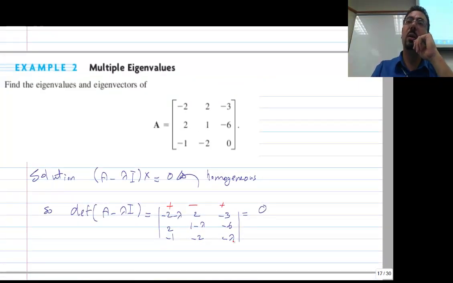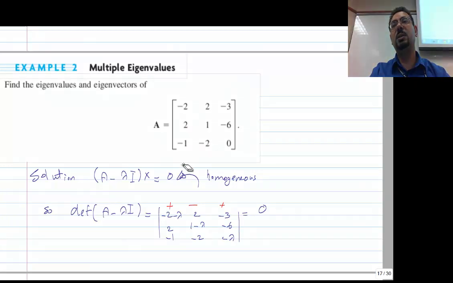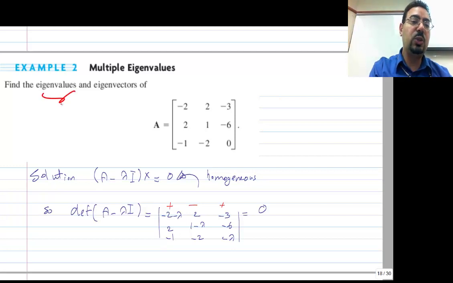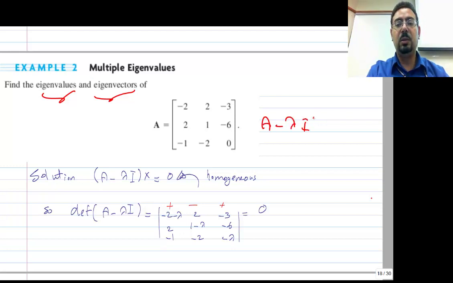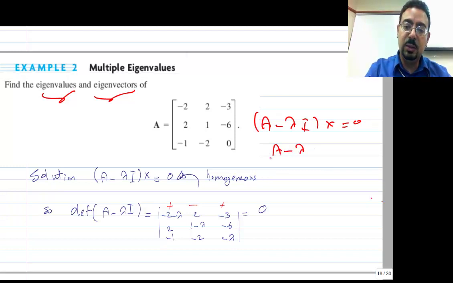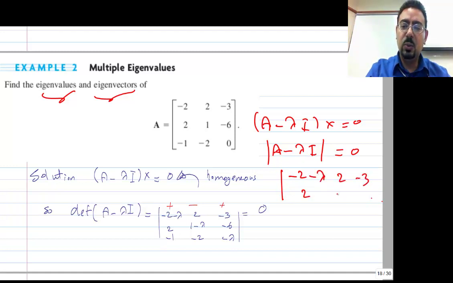That's example 2 in our book. So minus 2, 2, minus 3, 2, 1, minus 6, minus 1, minus 2, and 0. Here's what the question will look like: calculate the eigenvalues and the eigenvectors of this matrix. So you basically say A minus lambda I times x equal to 0. Therefore, I need the determinant of A minus lambda I to be equal to 0. This new matrix is the same as A except with minus lambda on the diagonal: minus 2 minus lambda, 2, minus 3; 2, 1 minus lambda, minus 6; and minus 1, minus 2, and minus lambda. See, it's this determinant that now needs to be equal to 0.